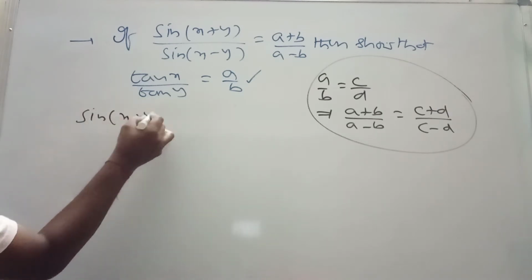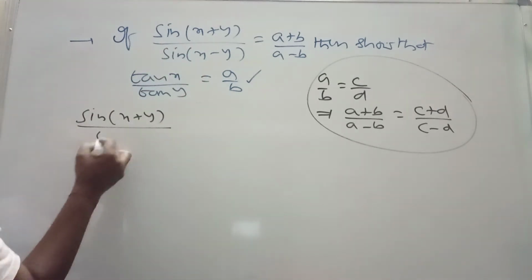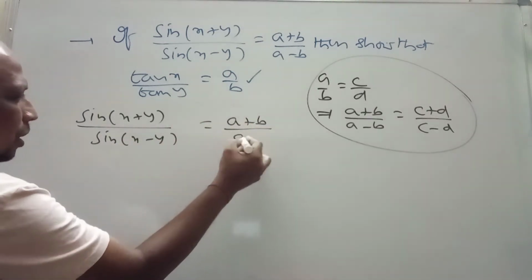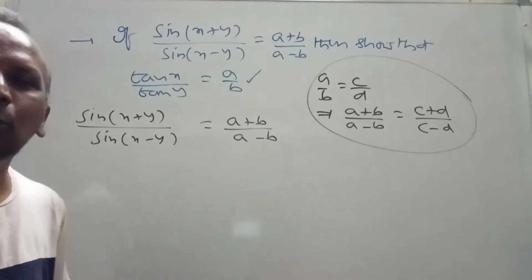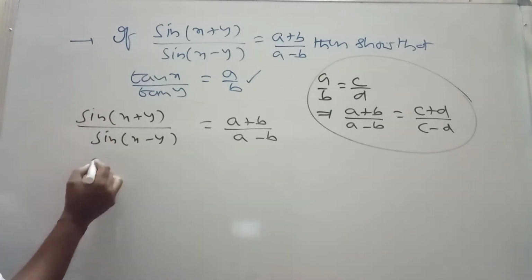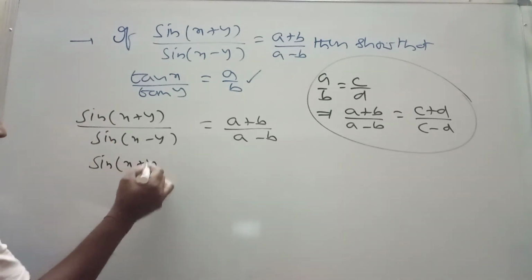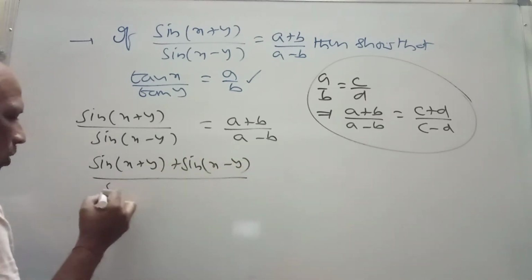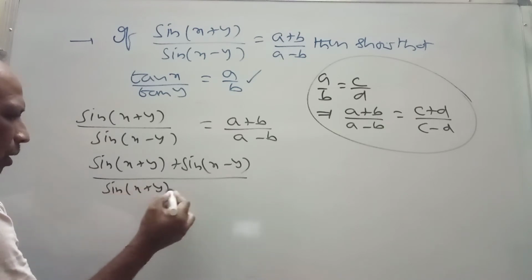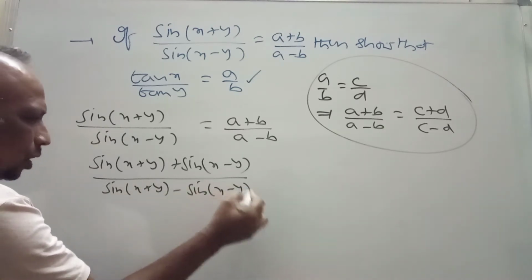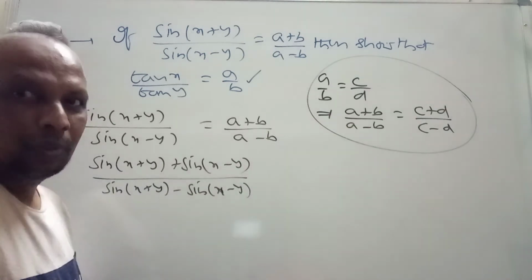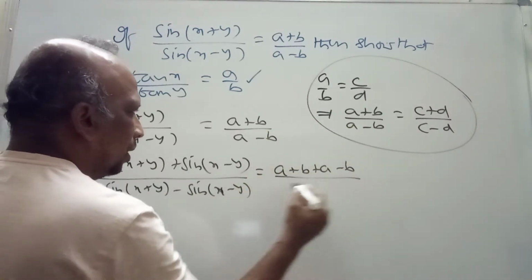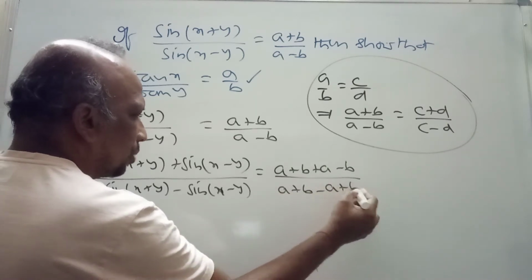Sin of x plus y by sin of x minus y, which is equal to a plus b by a minus b. Now use componendo and dividendo. If we use componendo and dividendo, sin of x plus y plus sin of x minus y by sin of x plus y minus sin of x minus y, which is this side, a plus b plus a minus b by a plus b minus a plus b, right?